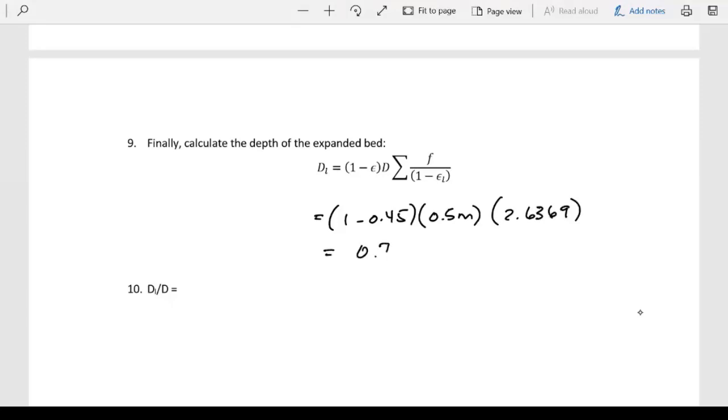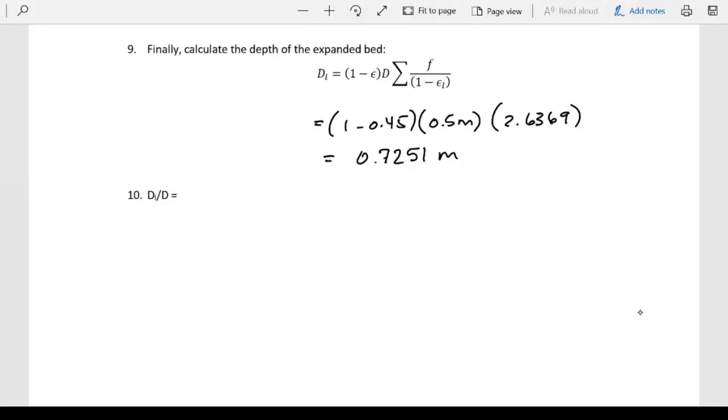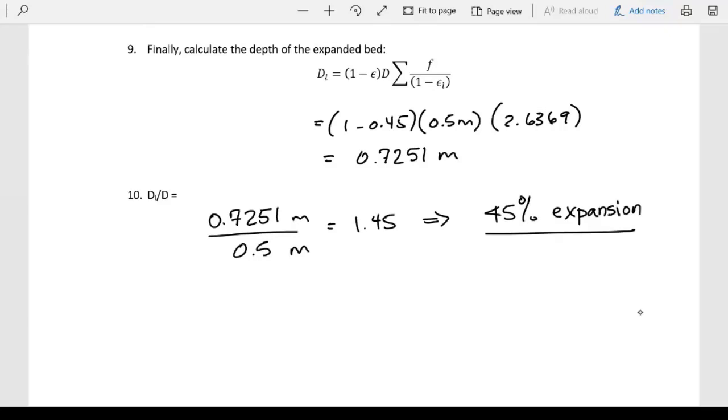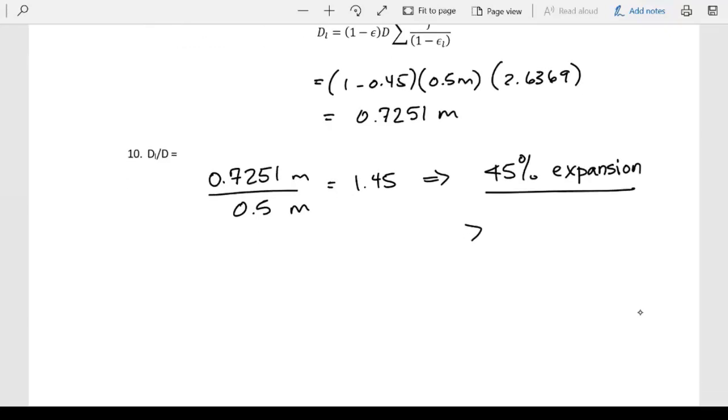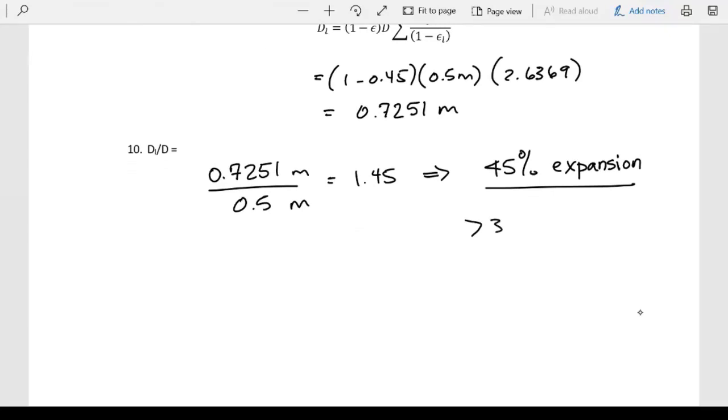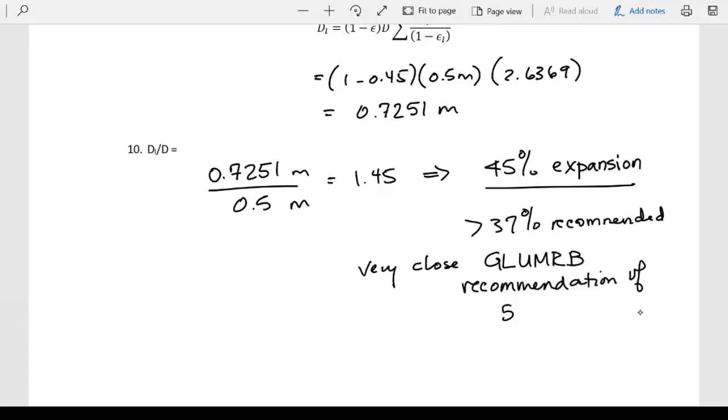And that is equal to 0.7251 meters. And we have 0.7251 meters divided by my fixed bed depth, and that is equal to 1.45, or 45%. So we're greater than the 35% recommended, and we're very close to the GLUM recommendation of 50%. We're not quite at that 50%, but we're close.